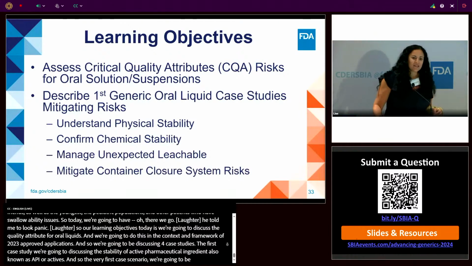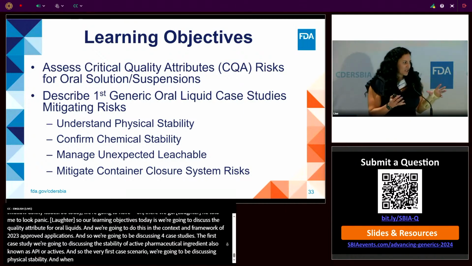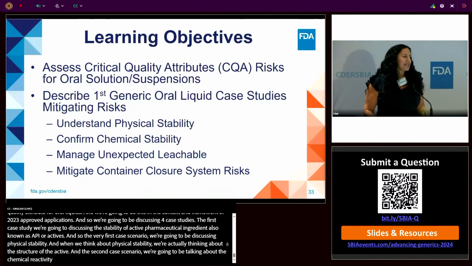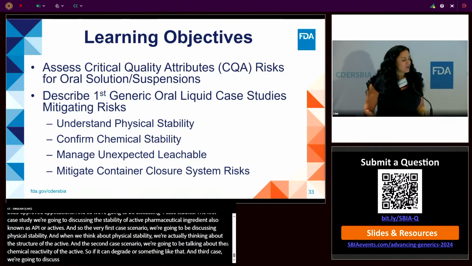And when we think about physical stability, we're actually thinking about the structure of the active. In the second case scenario, we're going to be talking about the chemical reactivity of that active, so if it can degrade, something like that. And in the third case, we're going to be discussing the unexpected leachable situation, as well as our final, which is going to be a container closure risk management scenario.